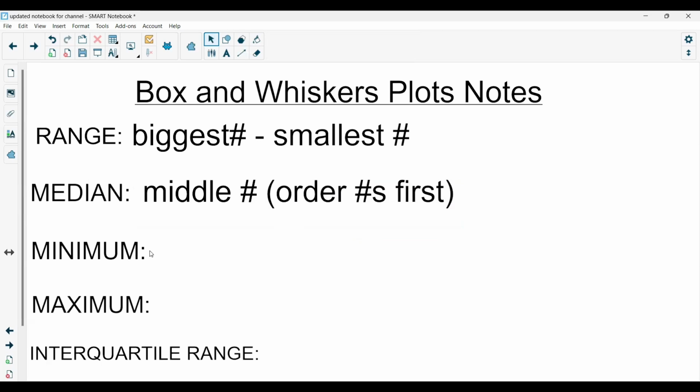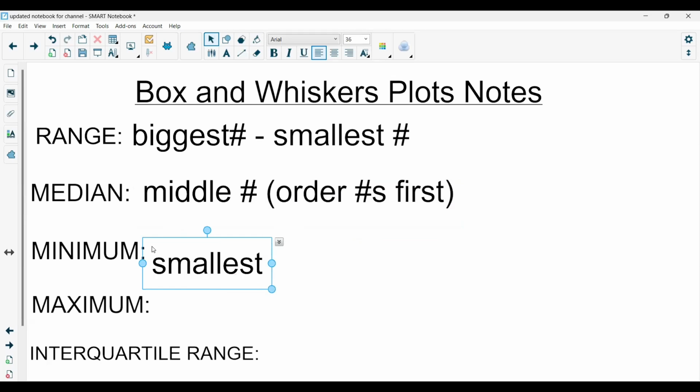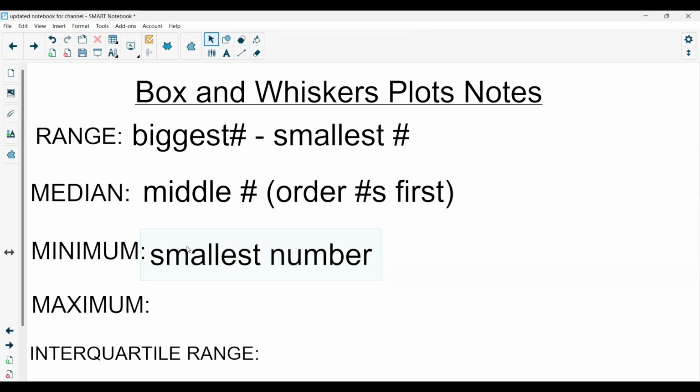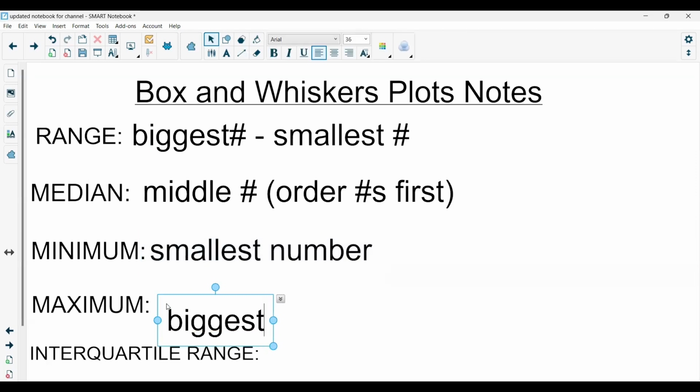All right. Minimum, everyone should know minimum means your smallest number. And your maximum is the opposite of small, which is your biggest number.